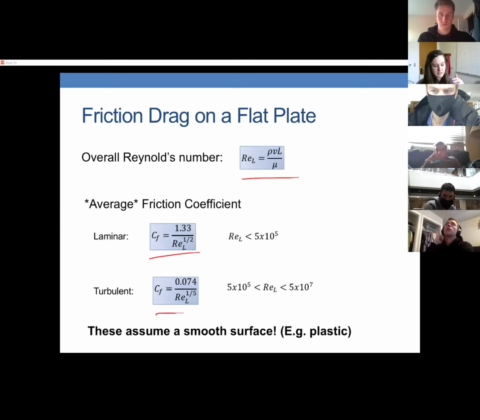All right, so these are just experimental relationships. You can integrate those instantaneous friction coefficients, you get this one. There's a different one for laminar flow or turbulent flow. So what you would do if you were solving a problem with flow over a flat plate is first you would find the overall Reynolds number. And if it's greater than about 5 times 10 to the 5th, then you usually assume it is turbulent.